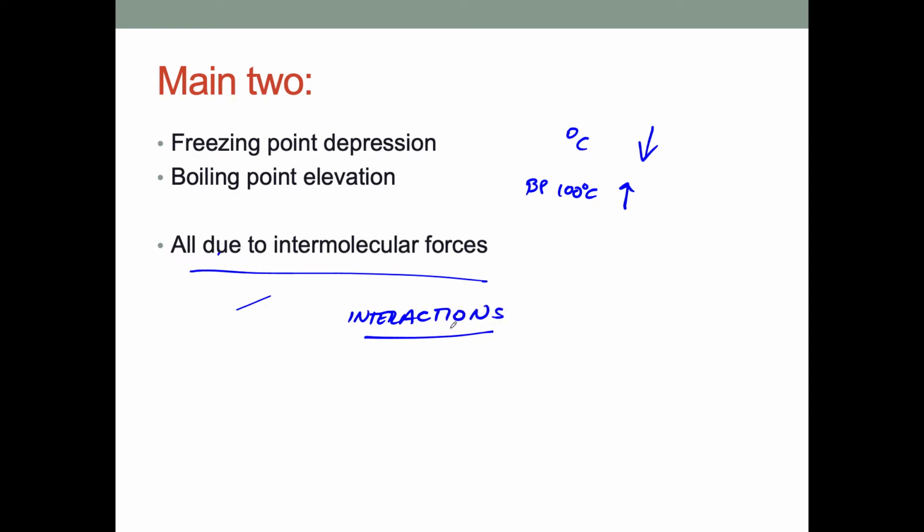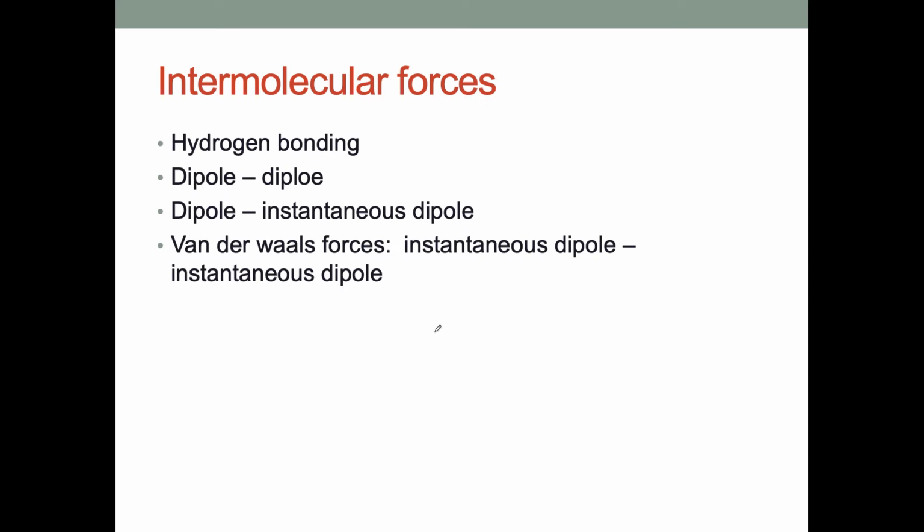This is all very interesting. Again, colligative means that we're looking at the bulk of the solution, not just individual molecules. So let's take a look at intermolecular forces. We've got four of these that actually affect the boiling and melting points and those interactions. The first one is hydrogen bonding. This is one of the strongest ones that we have.